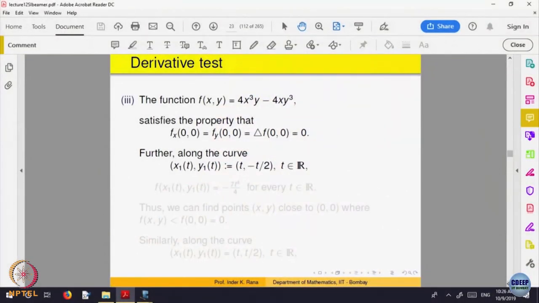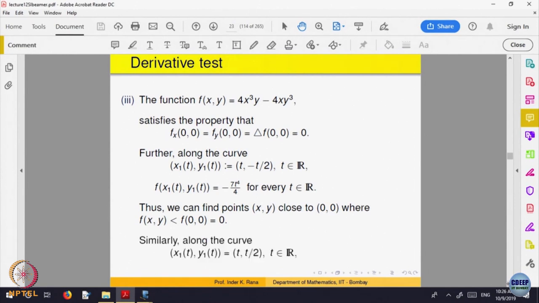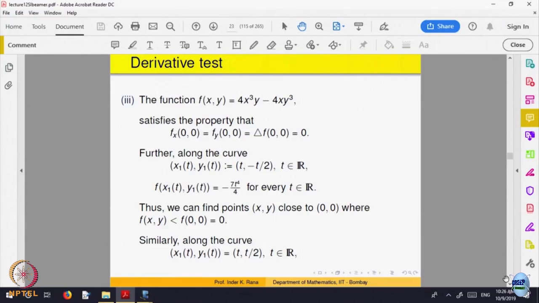saddle point. Right. So this is by analyzing the behavior of the function at points close to the point you are looking at, along some curves, but the curve should pass through that point. That is important. You should not look at an arbitrary curve, because you want every neighborhood of that point to have a point where the value is bigger and some other point where the value is smaller. So you should have a curve passing through that. These are the ways you analyze that (0, 0) is a saddle point. Okay.